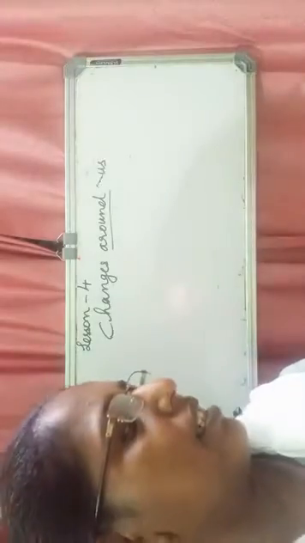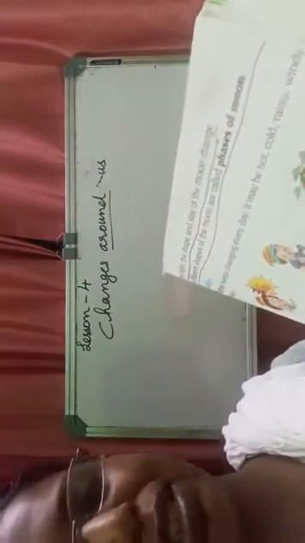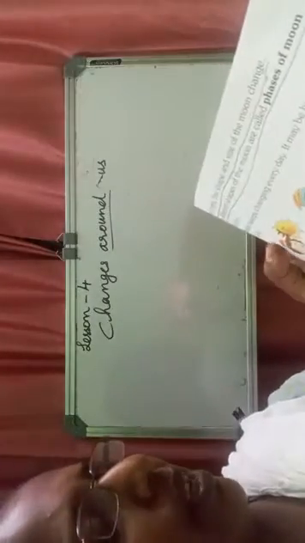Then next is, every night the shape and size of the moon change. The different shapes of the moon are called phases of the moon. Then weather keeps changing every day. It may be hot, cold, rainy, windy, or cloudy.